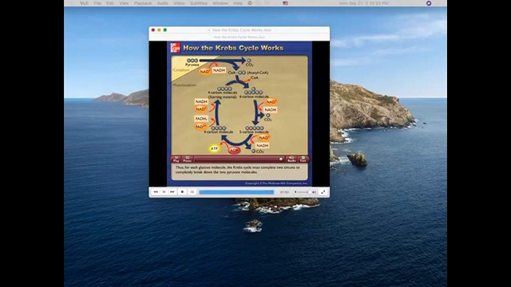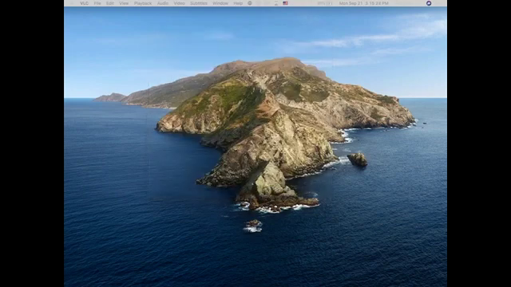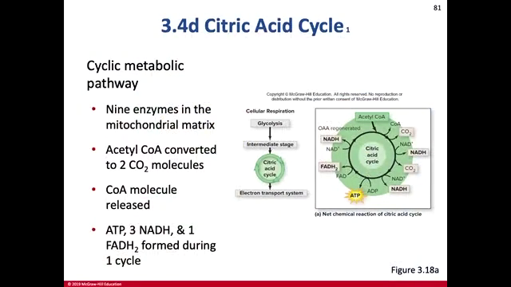So this cycle can run without oxygen during glycolysis, where glucose is broken down to pyruvate. This cycle can run without oxygen and produce a small amount of ATP, right? But eventually it's going to run out of intermediate molecules and stop, okay?